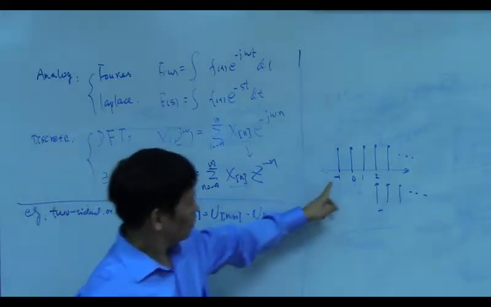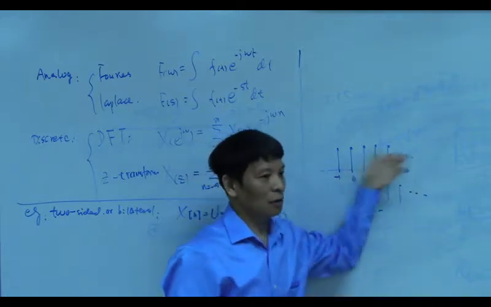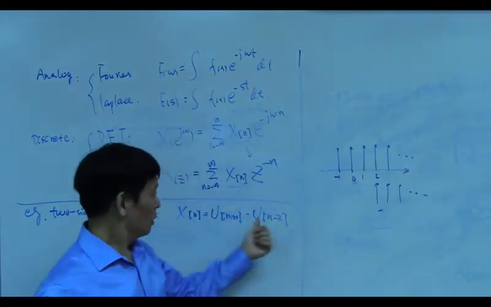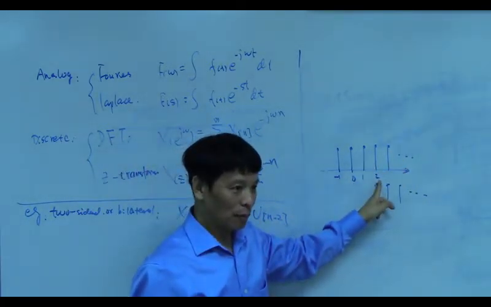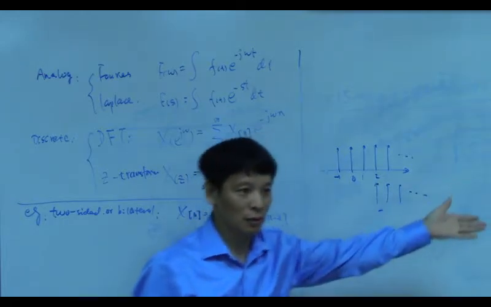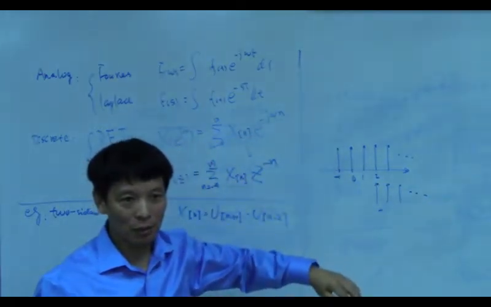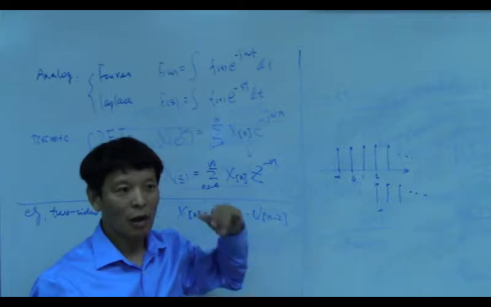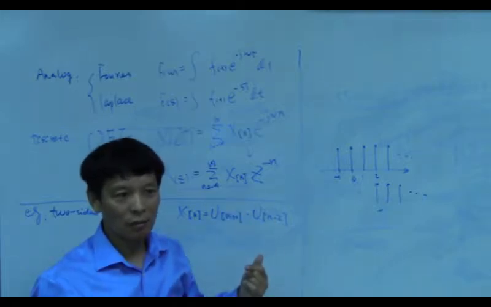u[n+1] equals, start from here, here, here, here, here, all the way to the right. u[n-2], start from 2, right? 2, 3, all the way to the right. And we subtract these 2. How many non-zero values? 2.